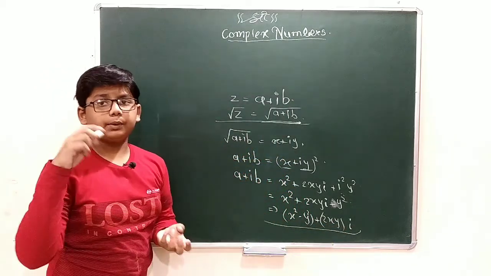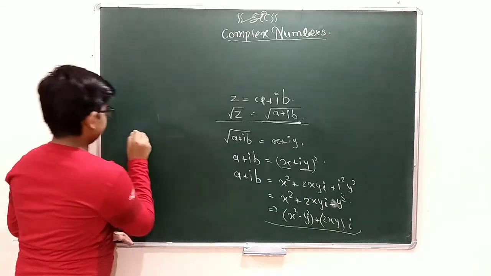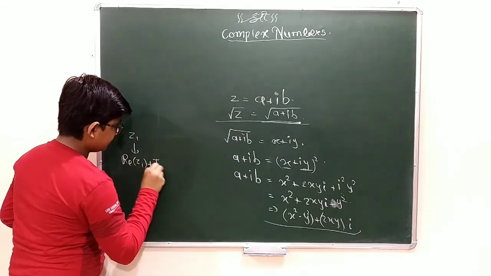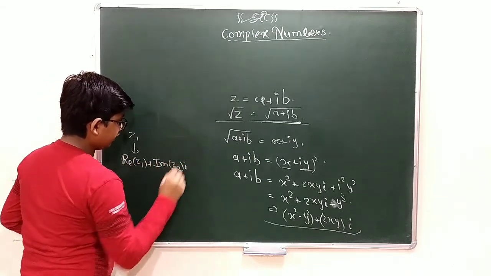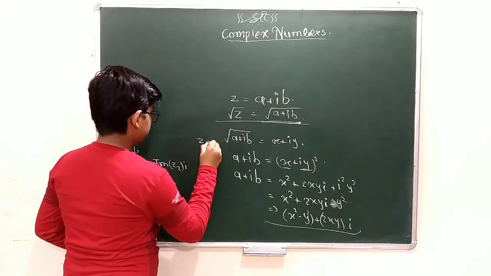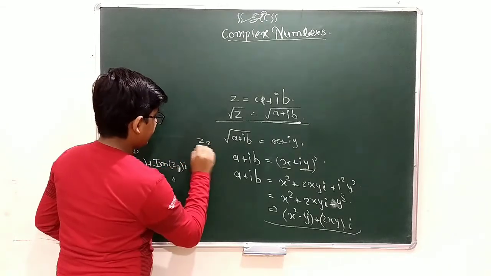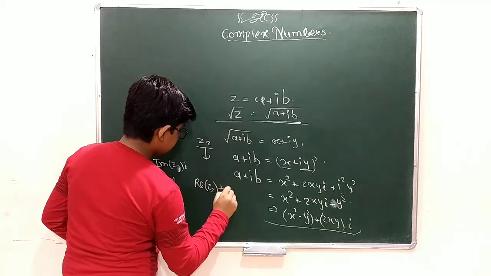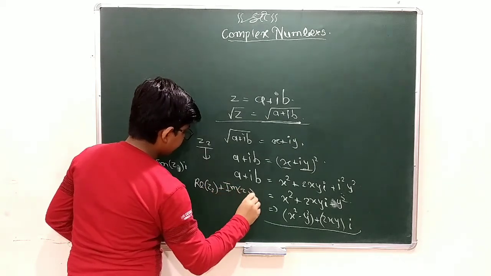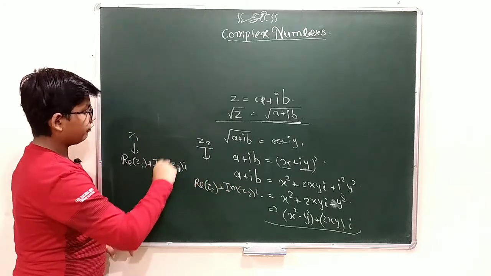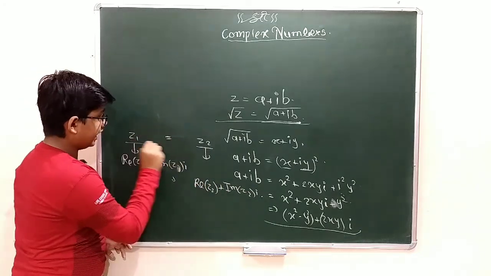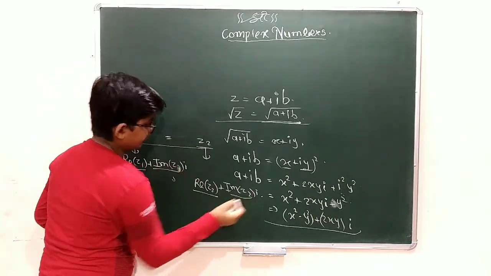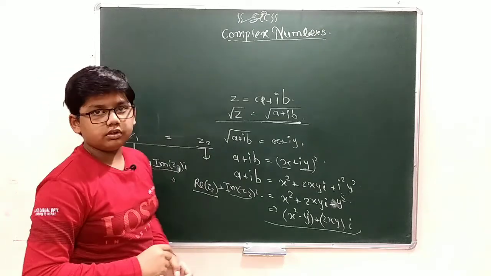Now we know about the equality of complex numbers. If z1 is equal to real part of z1 plus imaginary part of z1 into i, and z2 is equal to real part of z2 plus imaginary part of z2 into i, then if z1 is equal to z2, the real part of z1 is equal to the real part of z2 and the imaginary part of z1 is equal to the imaginary part of z2. This is known as the equality of complex numbers.